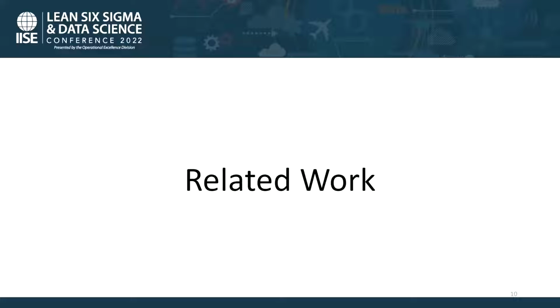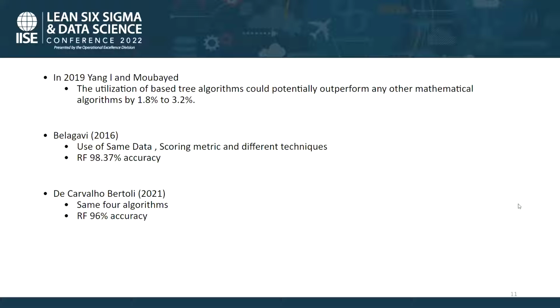Now we're gonna go to related work. In 2019, Zhang, Ai, and Maubat had a theory that mathematical algorithms could not perform as well as base tree algorithms. And they found out that the performance of a base tree algorithm could potentially improve by 1.8% to 3.2%, which is a big improvement. In the second bullet, in 2016, Belgavik used the same dataset as we do.